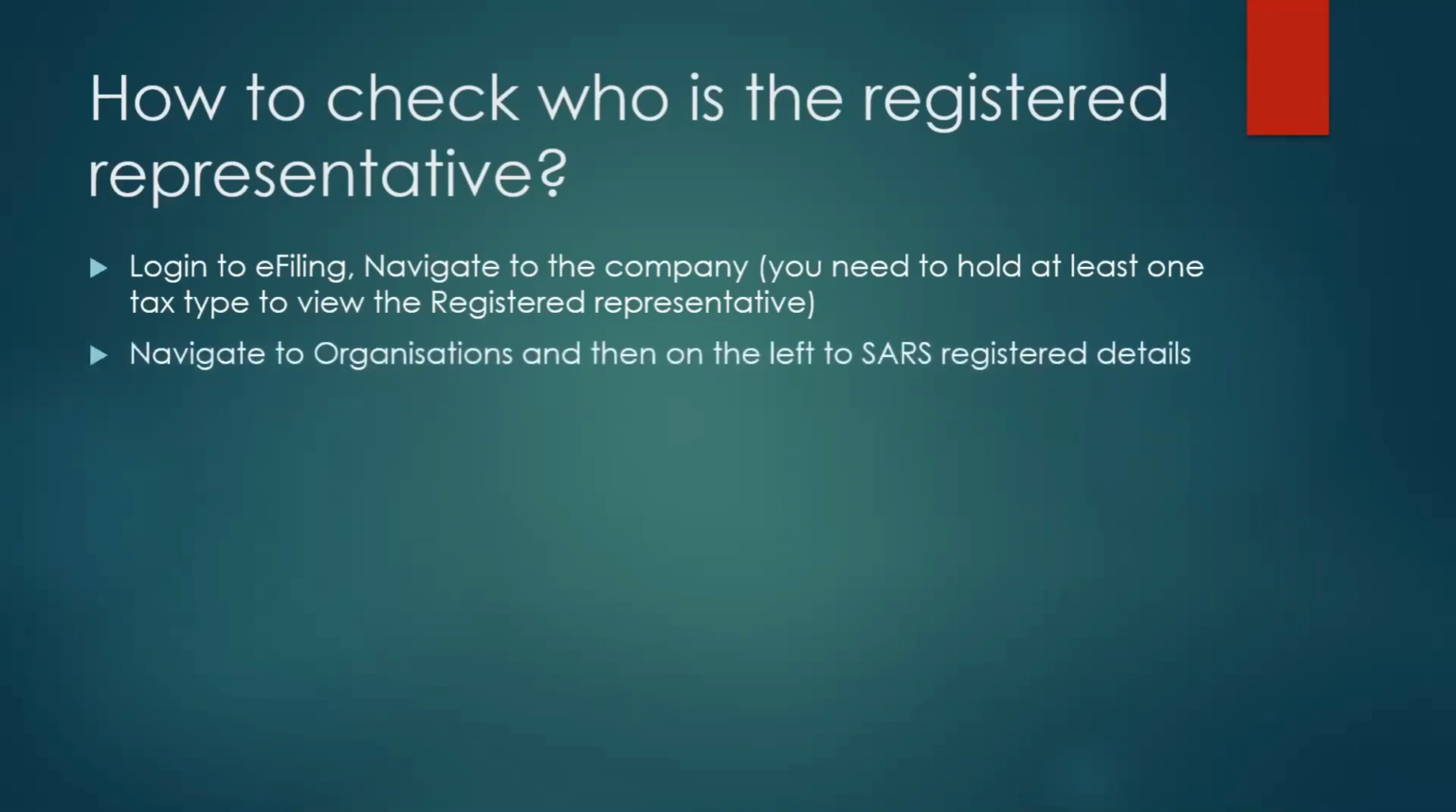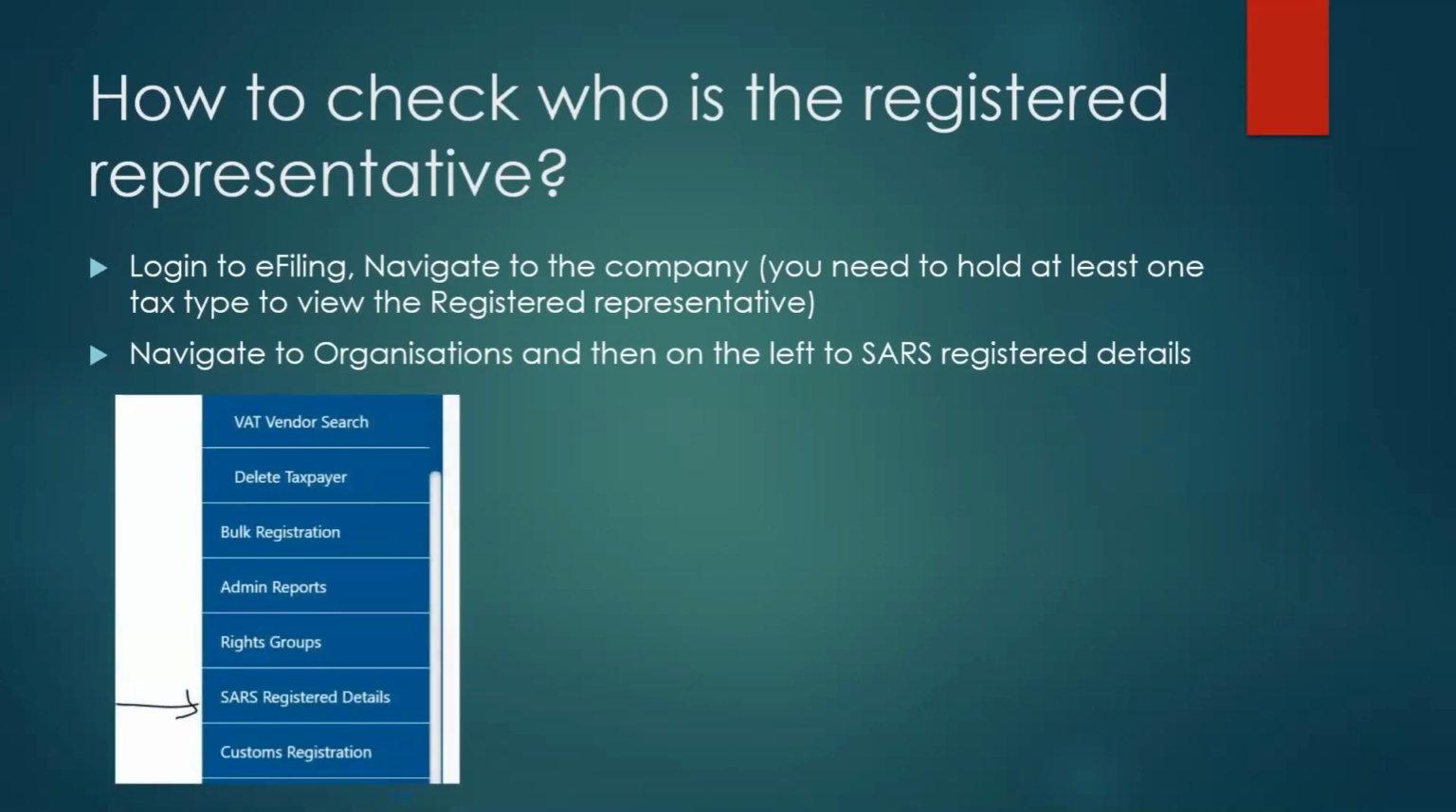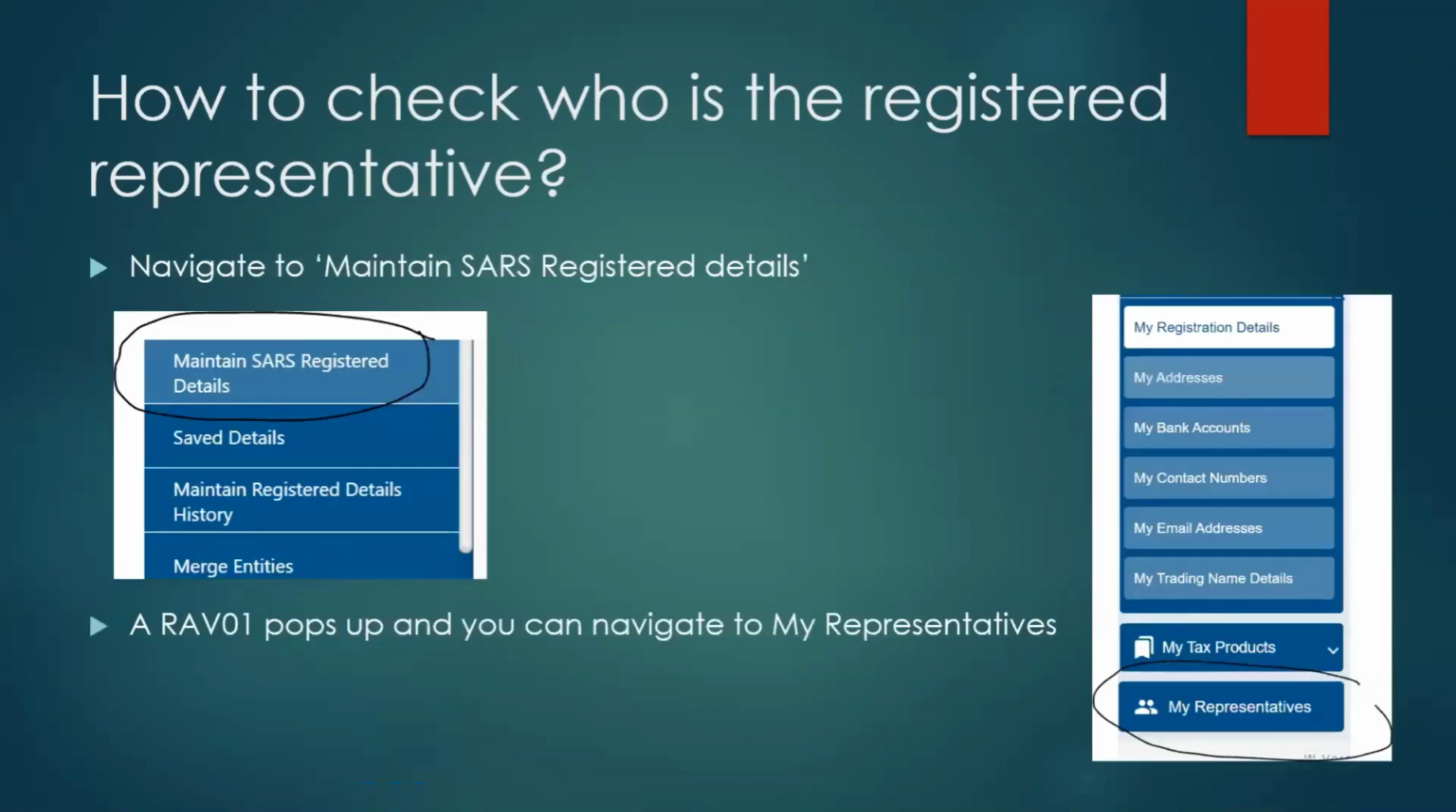Once you've logged into e-filing, you're going to navigate to organizations at the top ribbon, then to organizations on the left-hand side, and then to the SARS registered details tab on the left-hand side of your e-filing. Once you've dropped that down, you're going to navigate to maintain SARS registered details. That's going to open up another pop-up box, and you need to agree to certain conditions if you've got authority to view this, and a RAV 01 pops up.